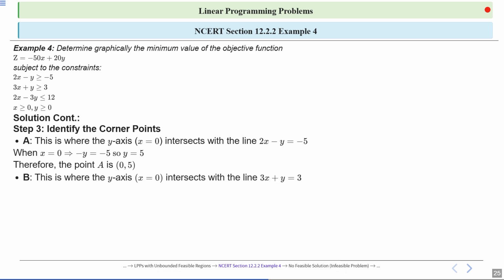Now find point B. This is where the y-axis, that means x equals 0, intersects with the line 3x plus y equals 3. When x equals 0, it implies y equals 3. Therefore, the point B is (0, 3).